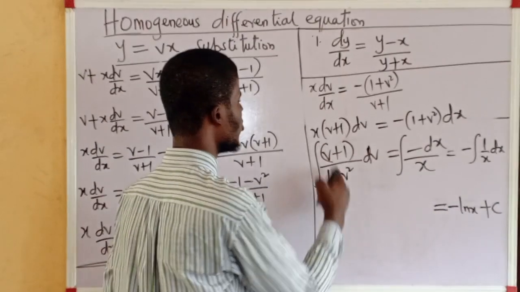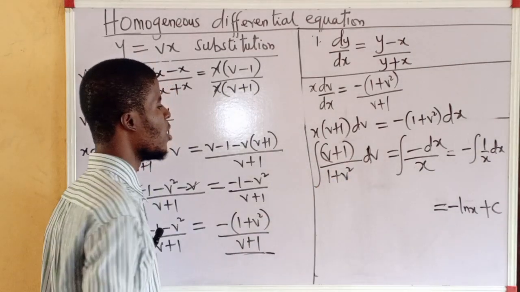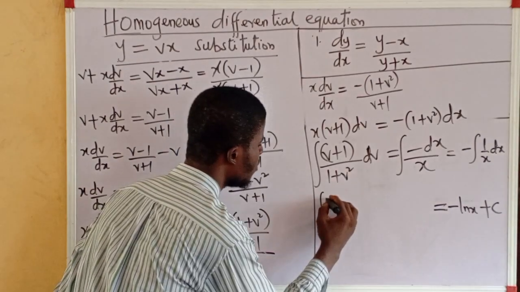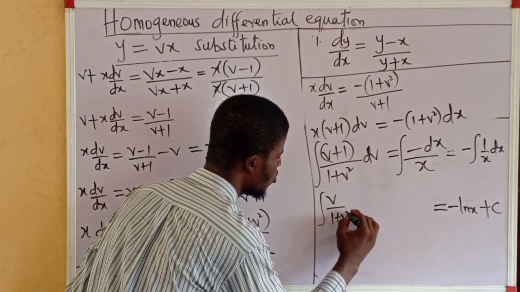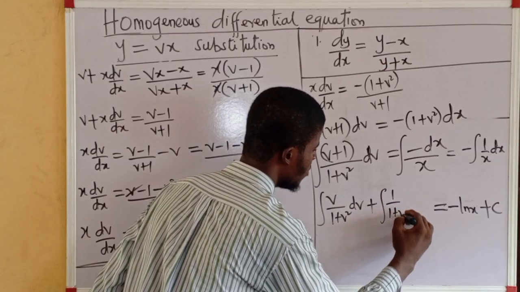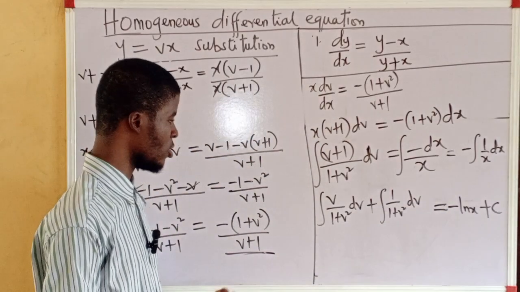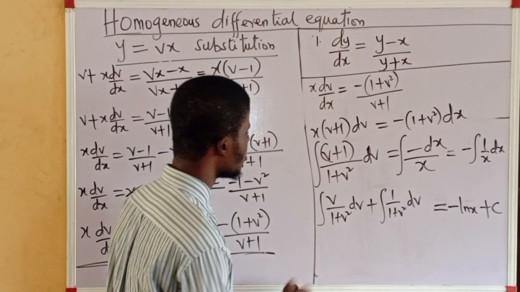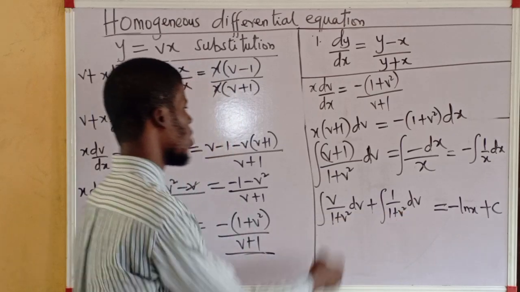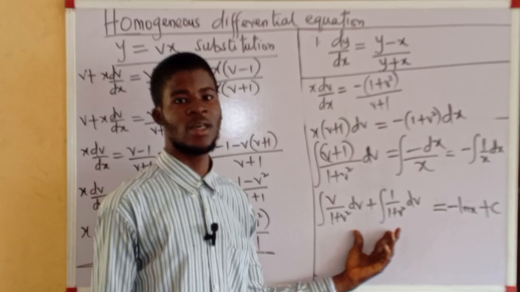And how do we integrate this now? The integral of (v plus 1) over (1 plus v squared) dv. We are going to split this integral to obtain the integral of v over 1 plus v squared dv plus the integral of 1 over 1 plus v squared dv, to make it easy for us to integrate. Because if we evaluate this now, v over 1 plus v squared plus 1 over 1 plus v squared, we are going to obtain this expression here. It's the same thing. Let us integrate this left hand side now.